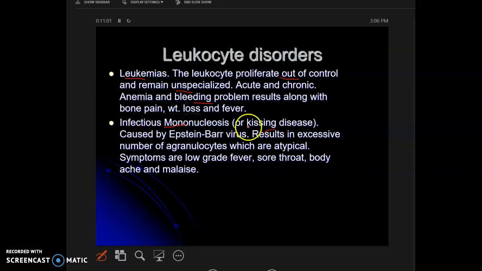Infectious mononucleosis is a kissing disease, and it is caused by this virus, Epstein-Barr virus. Got to know it, okay? It results in an excessive number of what? Agranulocytes. Notice the difference. Symptoms are low-grade fever, sore throat, body ache, malaise. I will tell you one thing: you get very, very tired. The person who's suffering from mononucleosis will always have a low-grade fever and will always be tired. All right. So if you have any of these symptoms, you should definitely go to the medical doctor.